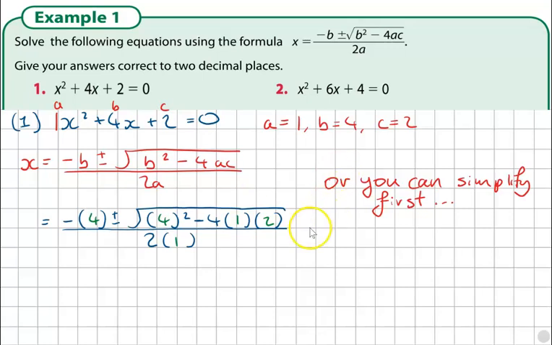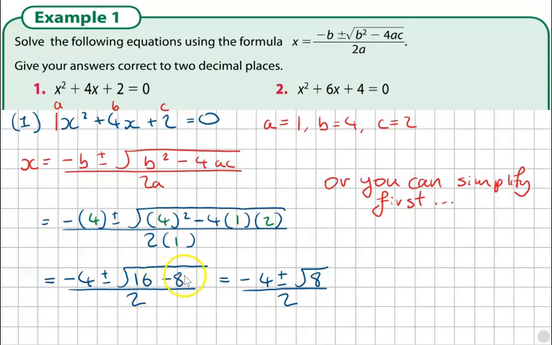Now, what you could have done otherwise, instead of putting the whole thing into the calculator, was simplify first. So minus bracket 4 bracket is just minus 4. And then 4 squared is 16. And minus 4 times 1 times 2 is minus 8. And 2 times 1 is 2. And then 16 minus 8 is 8. So we end up getting 8 underneath the root. This is known as the discriminant. If you work out what's underneath the root, you get what's known as the discriminant.